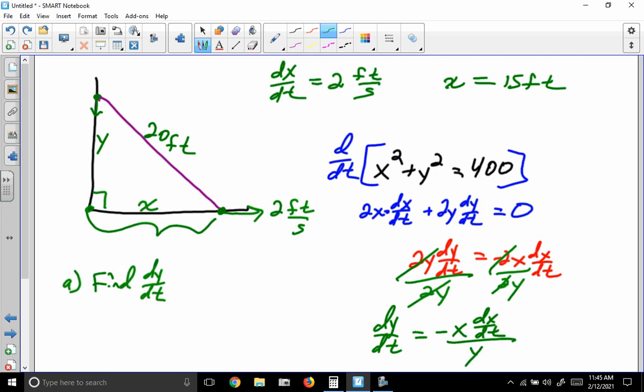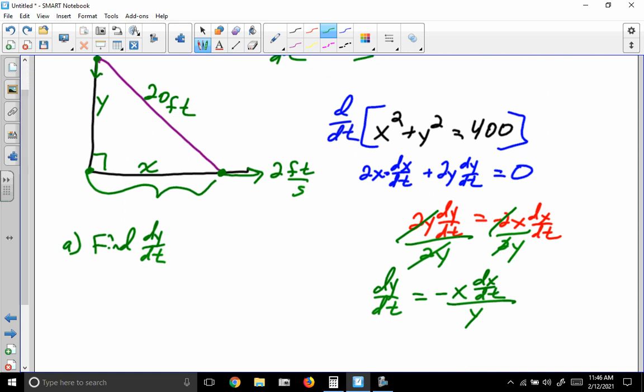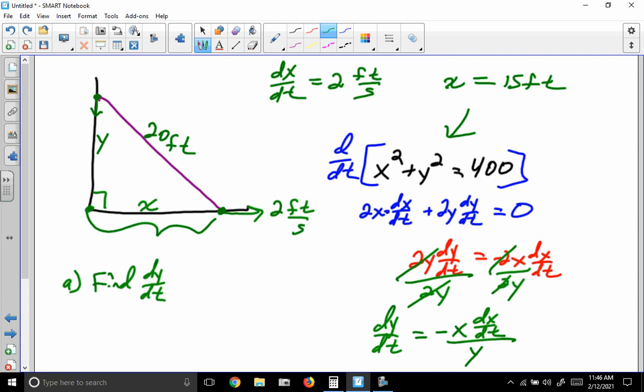So to find out how fast y is changing over time, we need to know three things. We need to know x, that's given to us. We need to know dx/dt, that's given to us. But we also need to know y, that's not given to us. But we have an equation that tells us how we can get y if we know x. So let me make a point real quickly before we find y. When we write our equation, even though we're looking specifically when x is 15, we're not going to put 15 in here before we take the derivative. If we put 15 in there and then we took the derivative, 15 would be a constant.